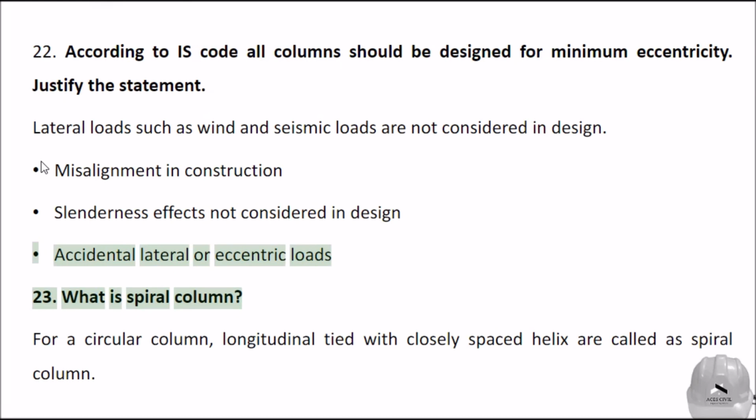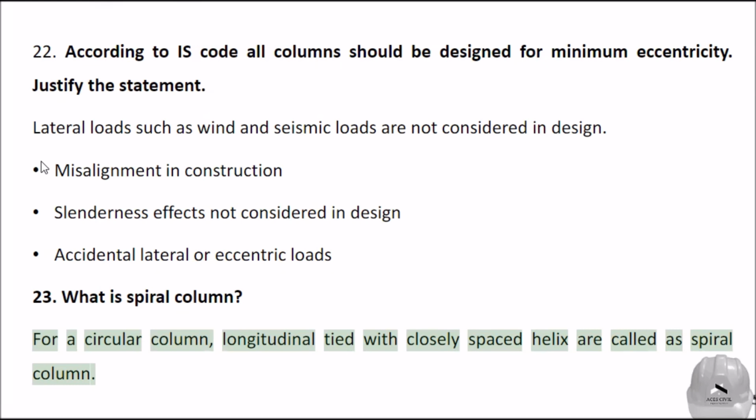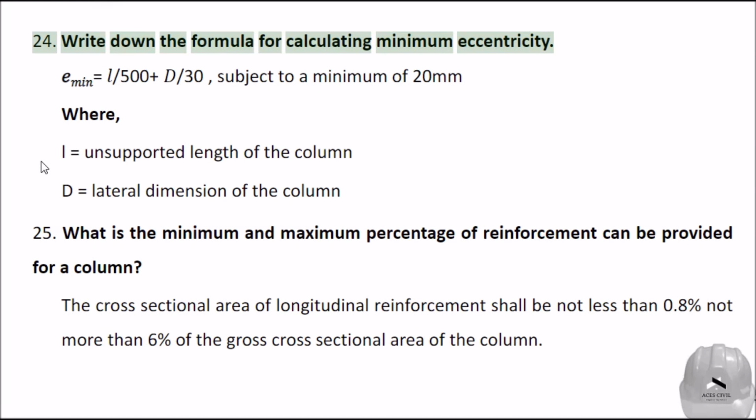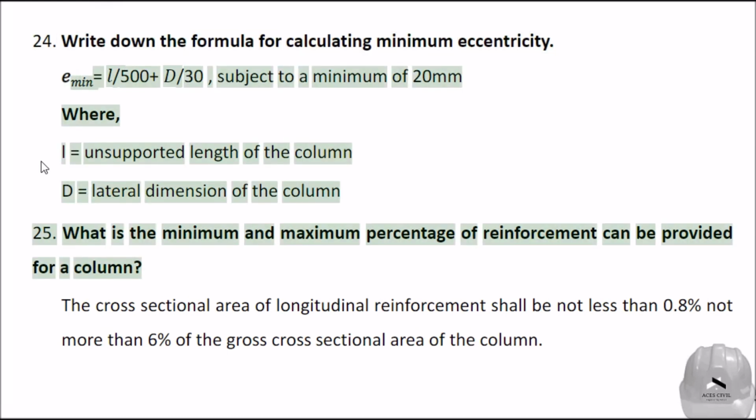What is a spiral column? For a circular column, longitudinal bars tied with closely spaced helix are called a spiral column. Write down the formula for calculating minimum eccentricity. e equals L by 500 plus D by 30, subject to a minimum of 20 mm, where L equals unsupported length of the column, D equals lateral dimension of the column.